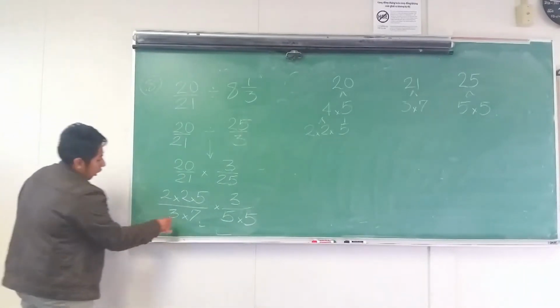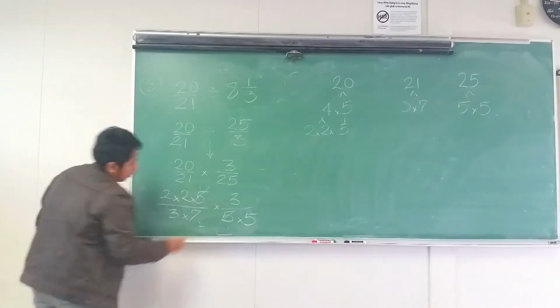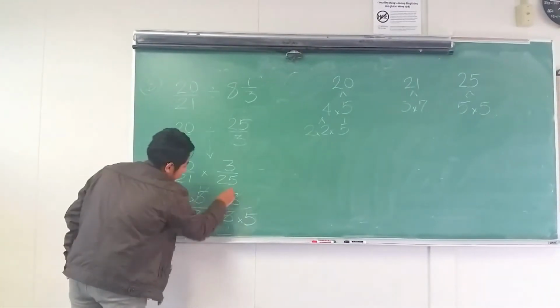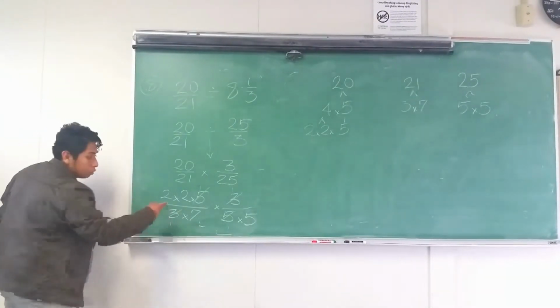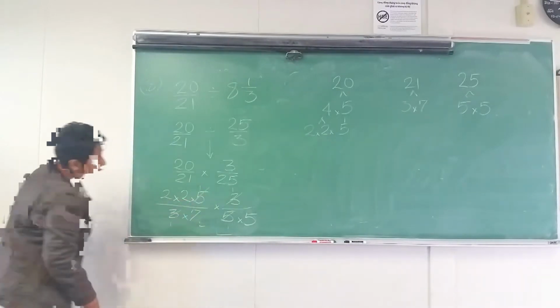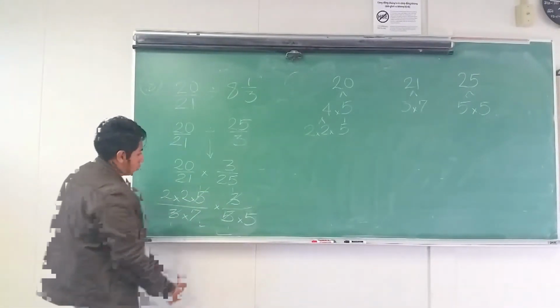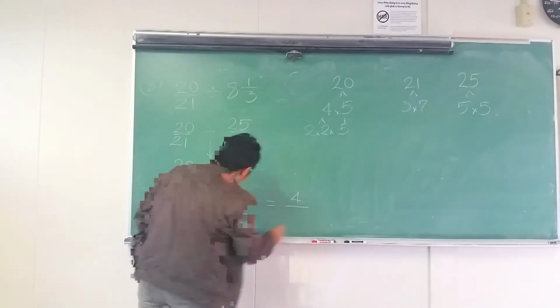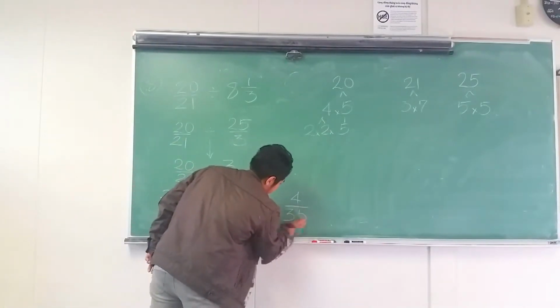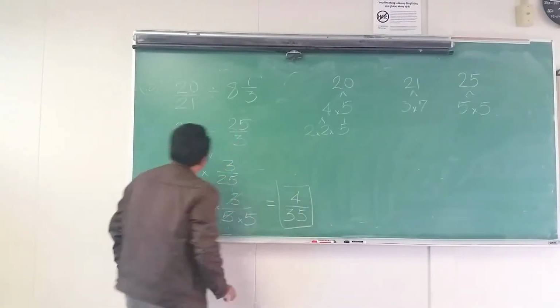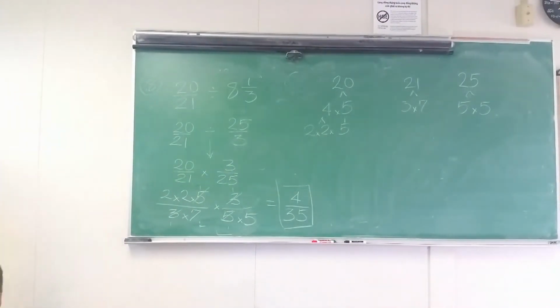Let's cancel. So I have a 5 here, and I have another 5 here. I have a 3 here, and I have another 3 here. Can I cancel something else? No. Therefore, we must multiply 2 times 2 times 1 times 1. 2 times 2 is 4, times 1 is the same number, which is going to be 4 over 7 times 5 is 35. And that will be your answer for that division statement. And just recall that the answer of a division statement is called the quotient.